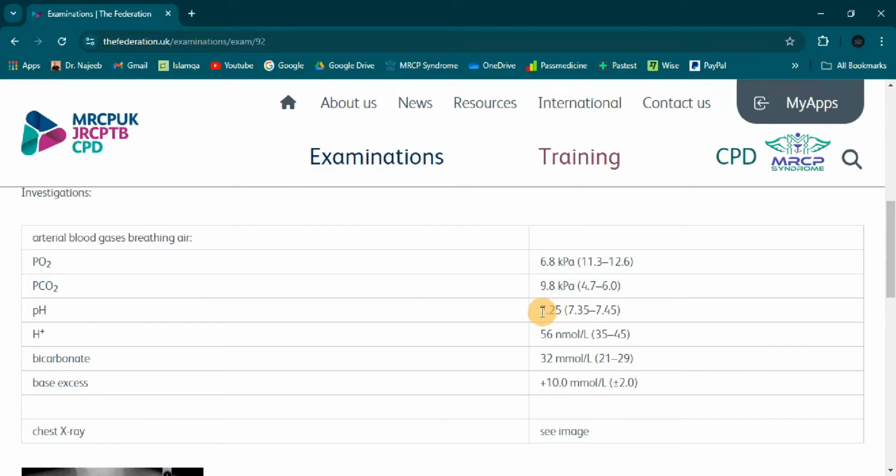And the patient's pH is significantly low, indicating acidosis. H plus is also high, reflecting acidosis. The bicarbonate level is elevated, indicating compensatory metabolic alkalosis in response to the respiratory acidosis. And base excess is plus 10, which also indicates the compensatory metabolic alkalosis. So these findings are consistent with acute and chronic respiratory acidosis due to carbon dioxide retention.